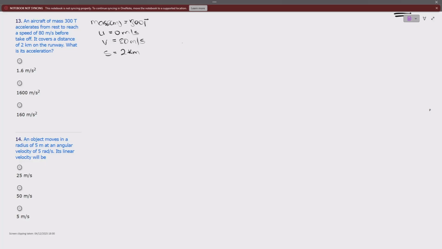Since there is no time in the parameters, you are not going to use a formula involving time, and the only formula without the time is v squared. So we have v squared equals u squared plus 2as. The question is looking for acceleration, so we make acceleration the subject. a equals v squared minus u squared divided by 2s.